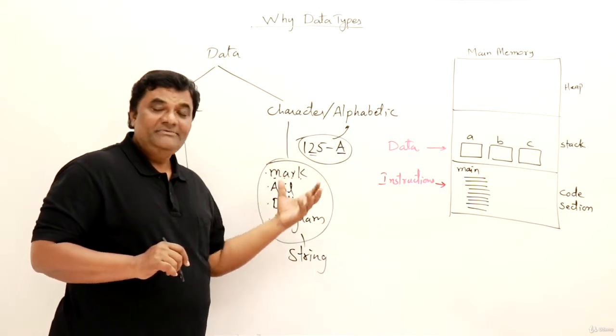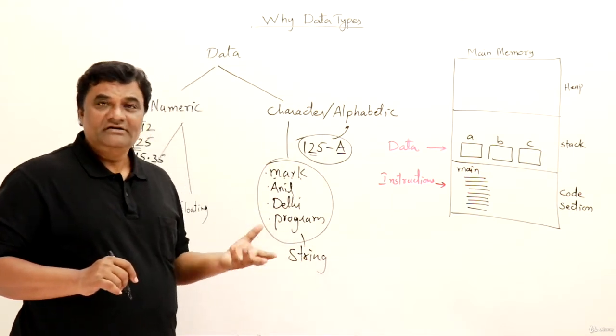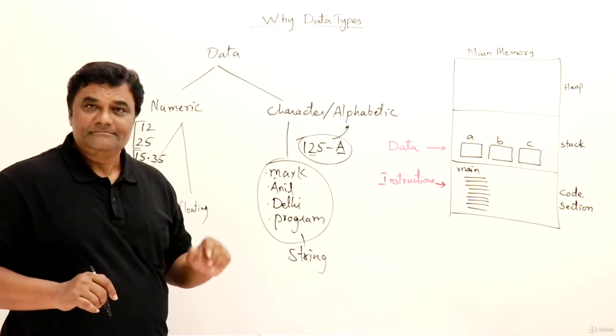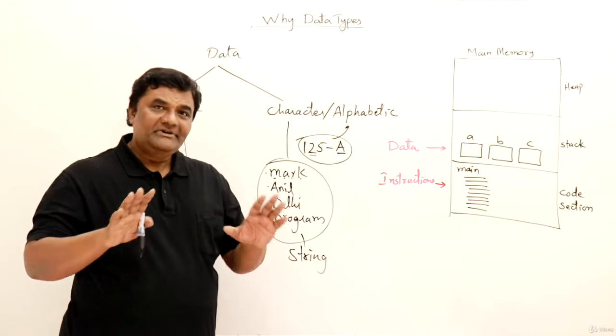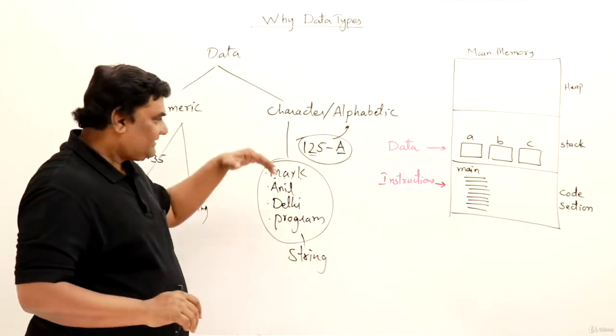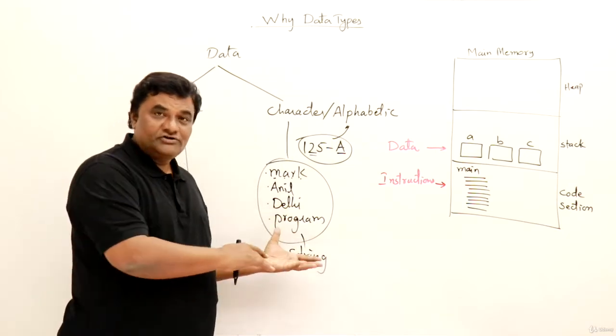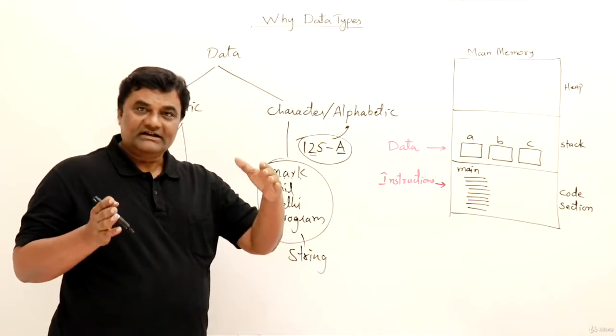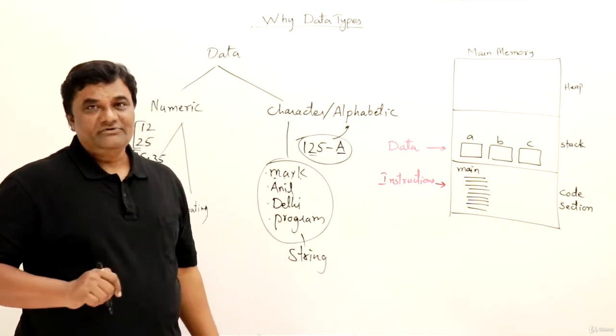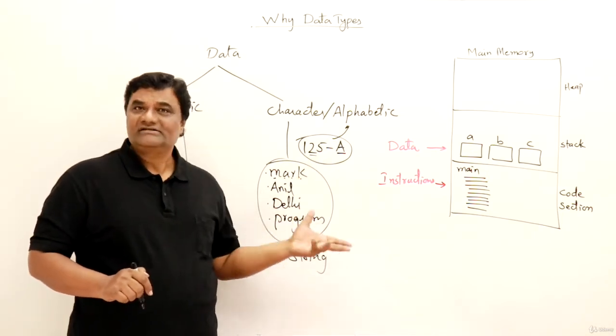So a string may be a name of a person or a word or any word from the dictionary or so on. So this is represented as string. If I talk about programming languages, they support character type also, and a collection of characters is nothing but a string. So individual characters and collections of characters are both supported by languages. In C++ both are supported.